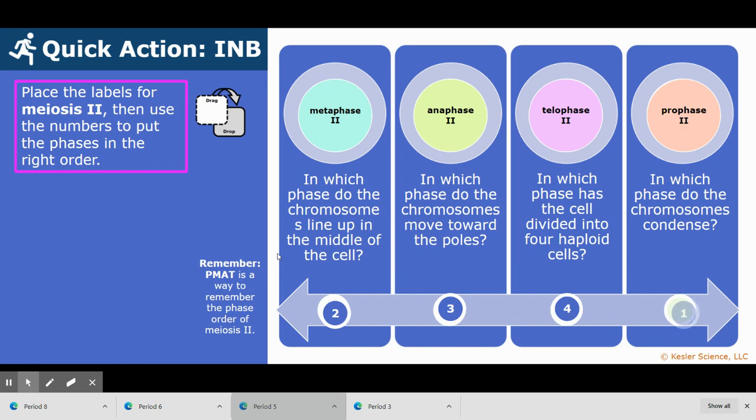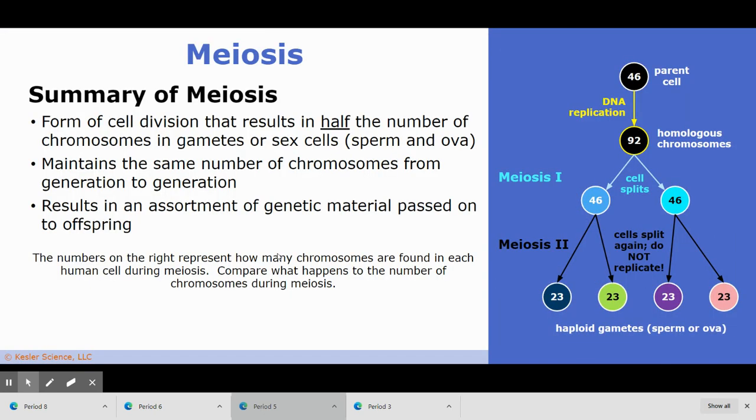Here's our numbers and how they should be ordered: prophase, metaphase, anaphase, telophase. Okay, quick summary.